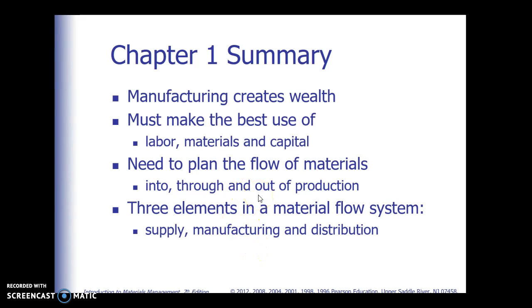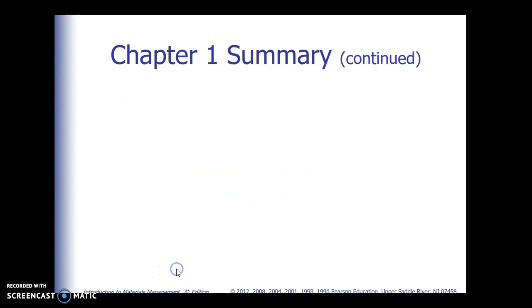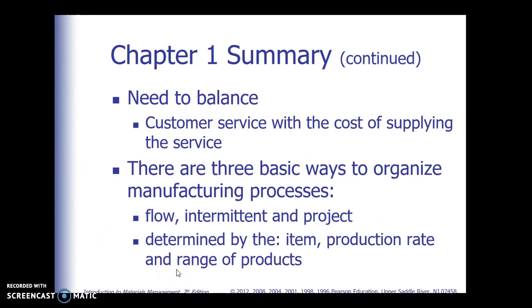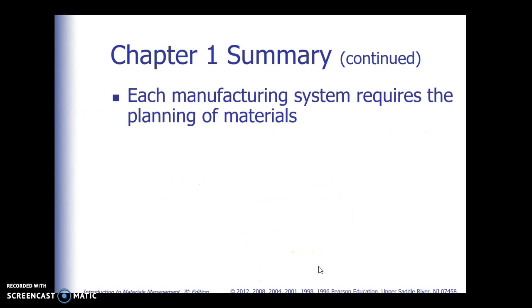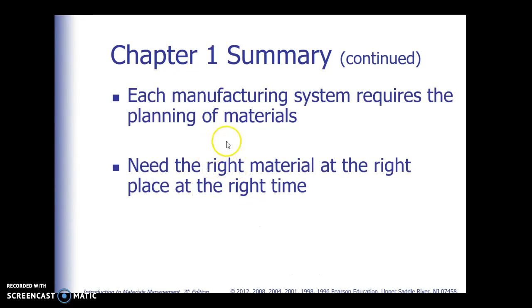So, question 2, the very first question I had: what creates wealth? Manufacturing creates wealth. And you've got to make best use of your labor, your materials, and your capital. Plan your flow of materials, and pay attention to 3 elements in the material flow system: your supply management, manufacturing, and distribution. And finally, the need to balance. And there are 3 basic ways to organize manufacturing processes. And of course, the ending thoughts: each manufacturing system requires a planning of materials.